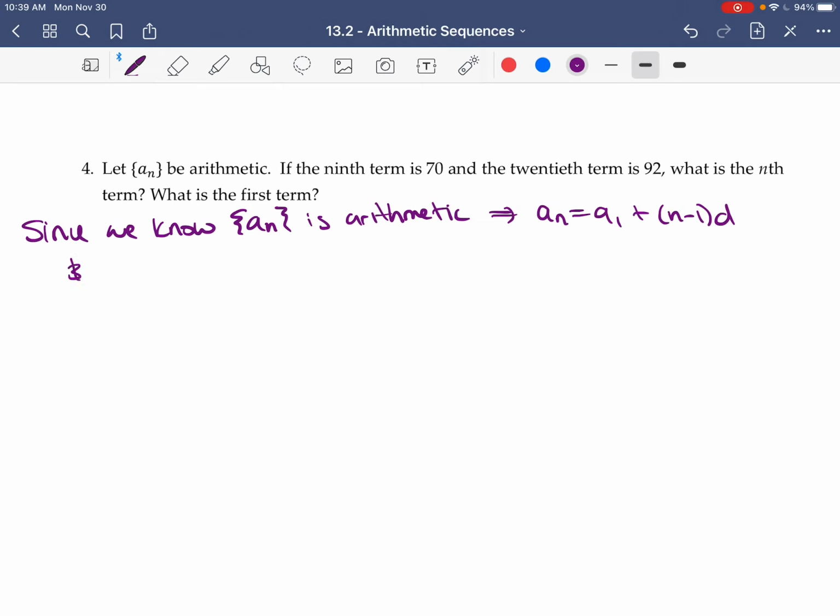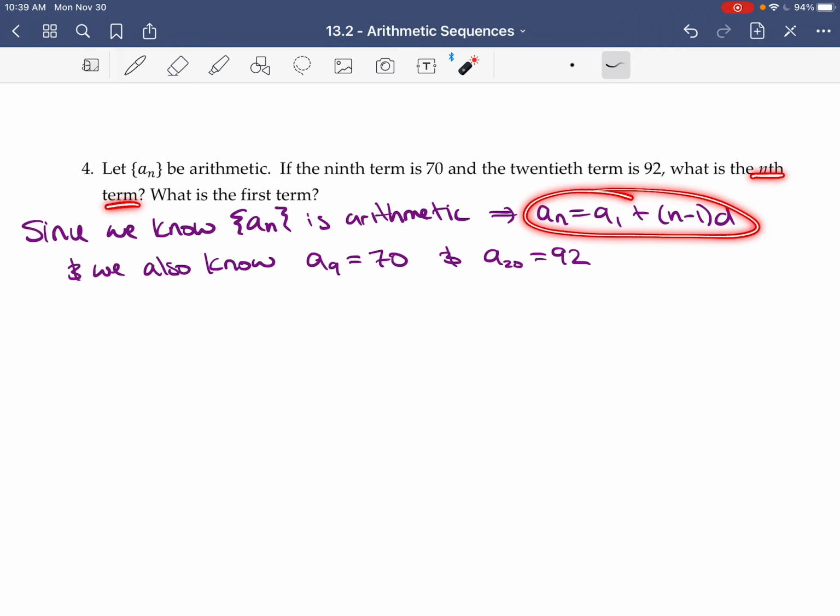And we also know, because it was given, that a9 is 70 and a20 is 92. So we can use these each to get equations and then try to solve for a1 and d. What they want is the formula for the nth term where a1 and d are known. So we're going to use these two conditions to find those.